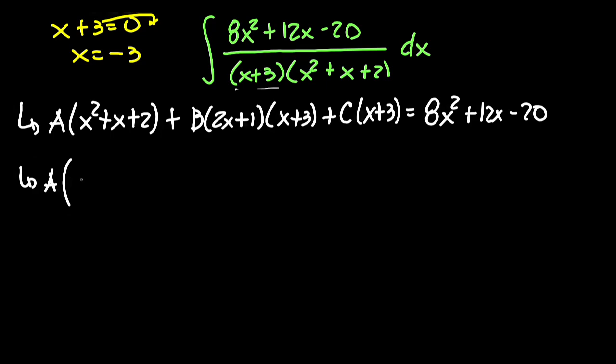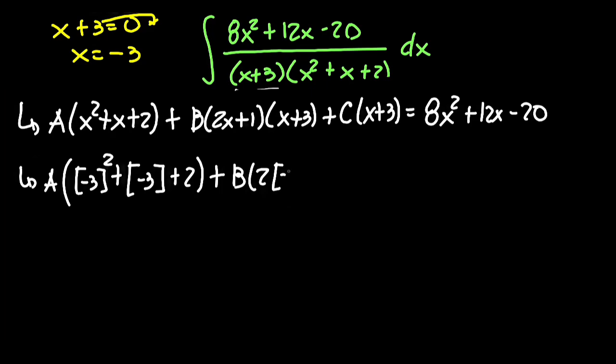By that, x squared would be negative 3 squared plus negative 3 plus 2, and for this b, wait, now that I think about it, you can see here negative 3 plus 3 would be equal to 0, and so anything that is multiplied by 0 is all 0. So b now here would be equal to 0.